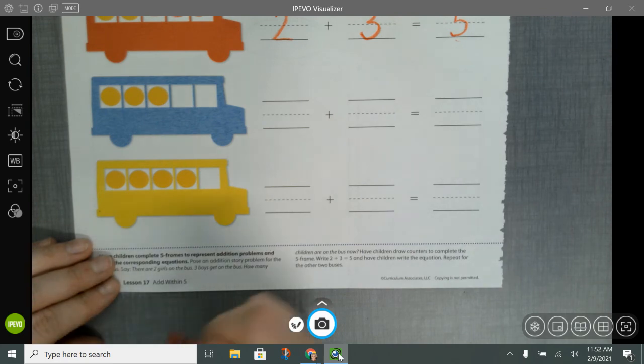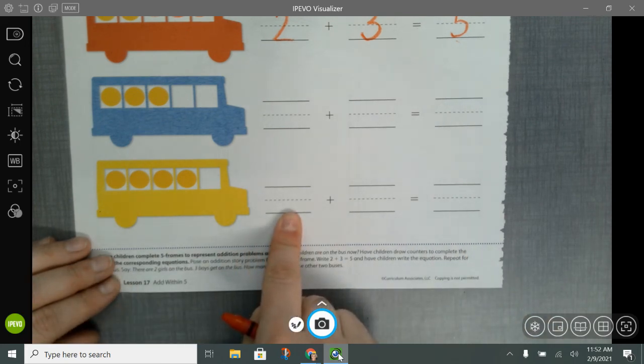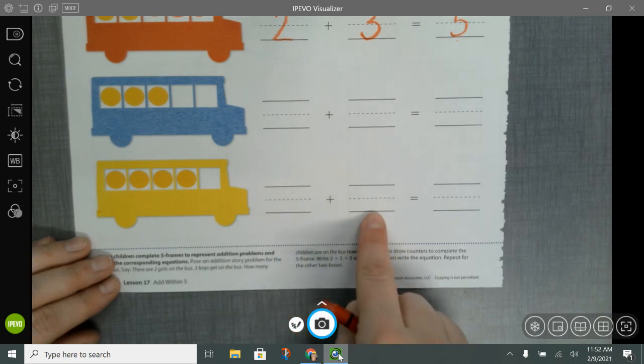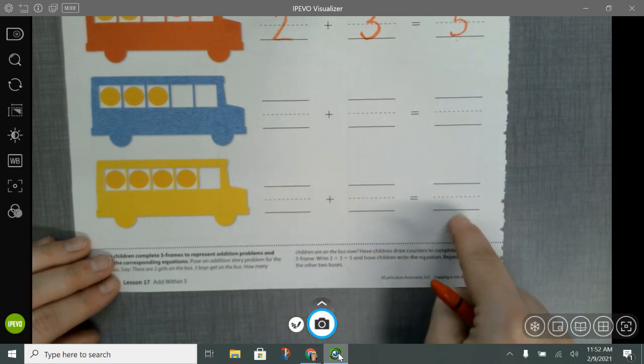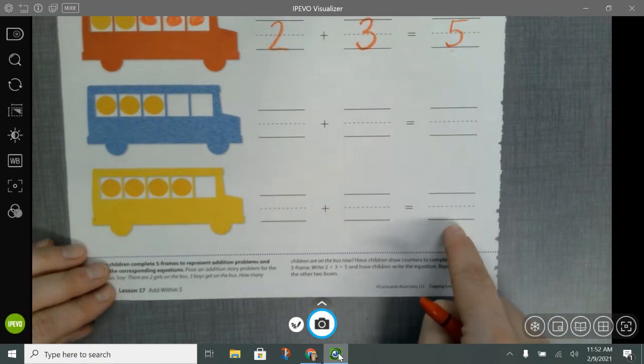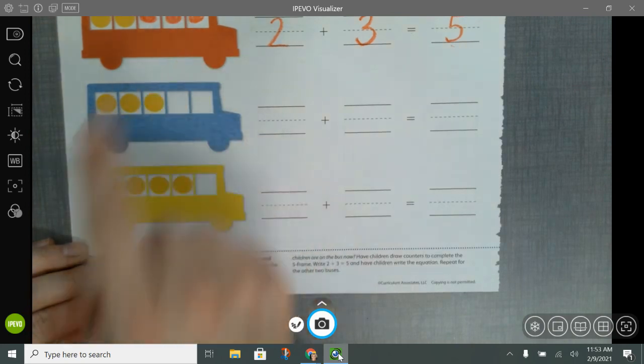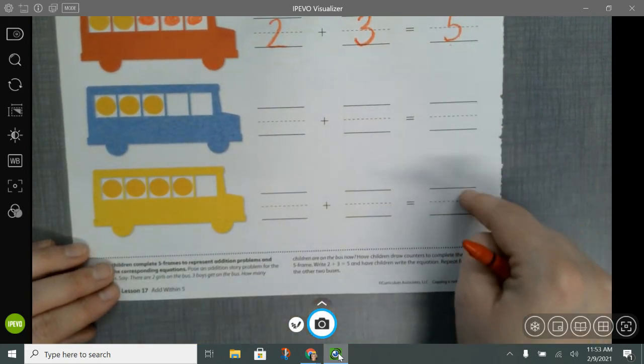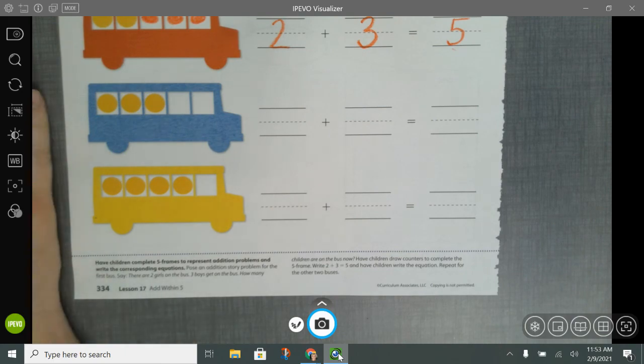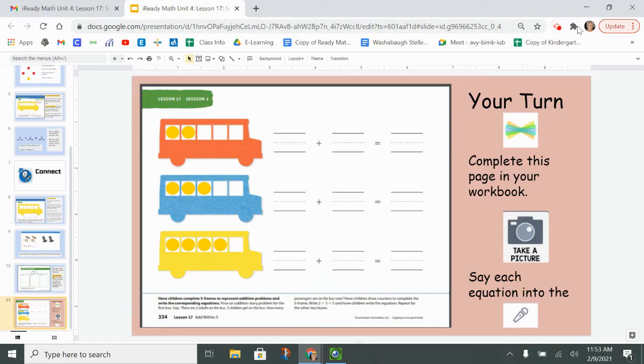Good. Fill your bus with another boy. And then write your equation to match. How many girls plus boys equals? Good. Go back and check. These numbers should be the same to match the buses. All right. Great work. And I will see you for lesson 17-2 next time.